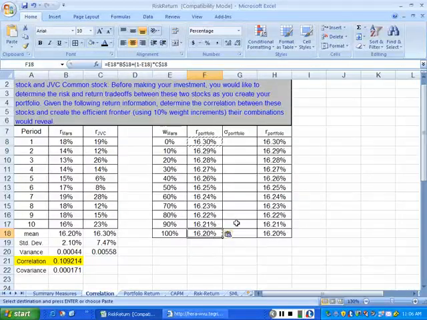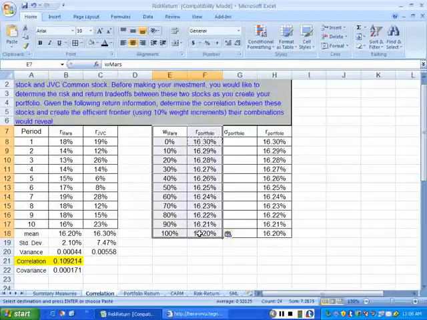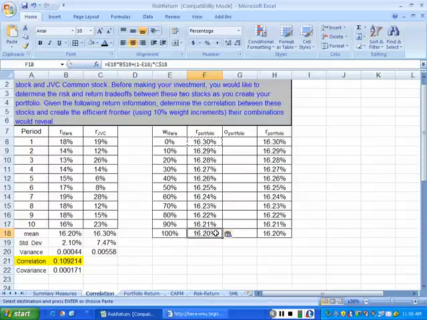So that's what happens with diversification. Okay? Just a linear combination here on the returns for the portfolio. The risk of the portfolio, however, is dramatically different.